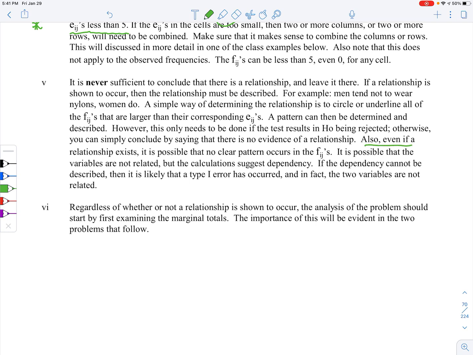It is possible, so down here it says, it is possible that no clear pattern will occur in the Fij's. And in that particular case, then, it's probably just a type 1 error that occurred. So you ended up rejecting H0 when, in fact, there really isn't any relationship. And if there's a relationship, you should see it in a pattern that tends to occur there.